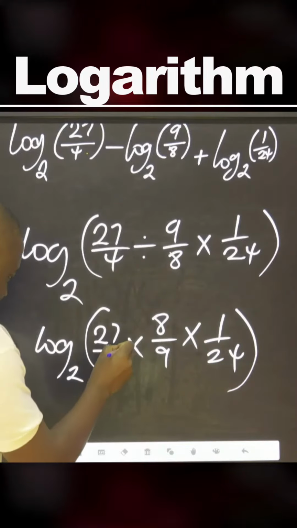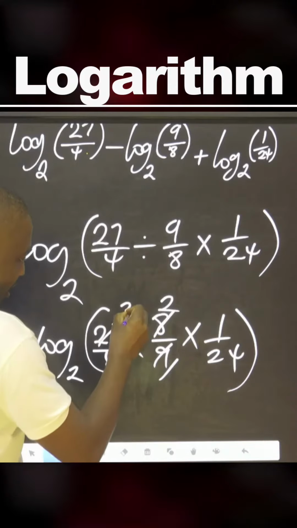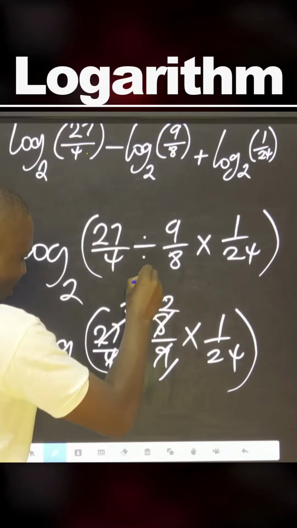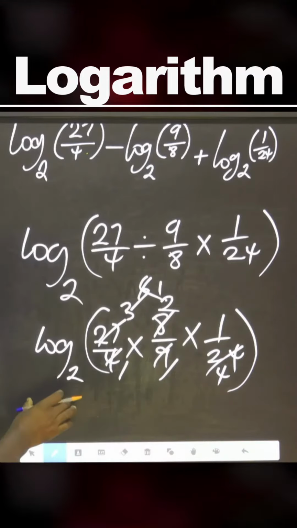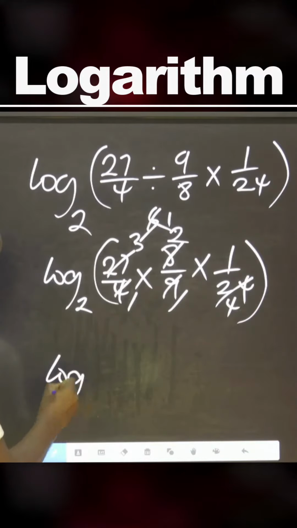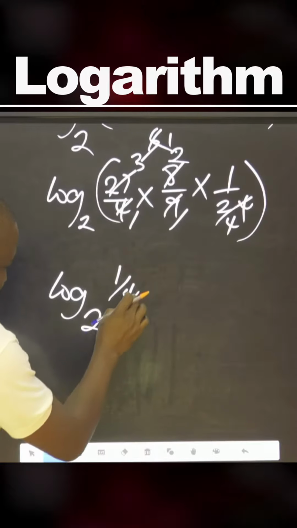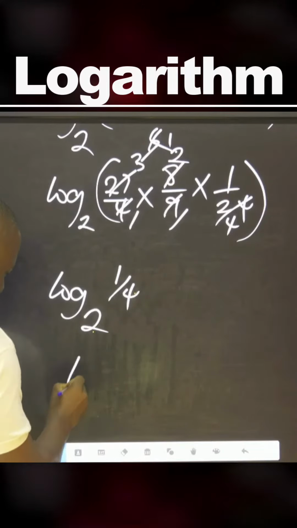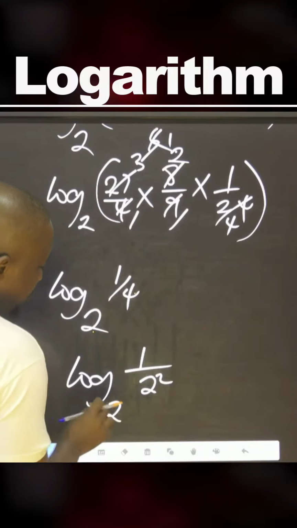Then we divide. Here 1, here 2. Here 1, here 3. This and this is 6. This is 6. 6 here 1, 6 here 4. Therefore, we have log to the base of 2, 1 over 4. What is the meaning of this in terms of 2? It means 1 over 2 raised to power 2.